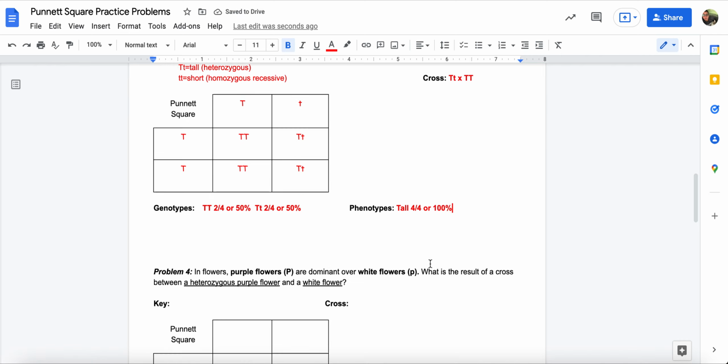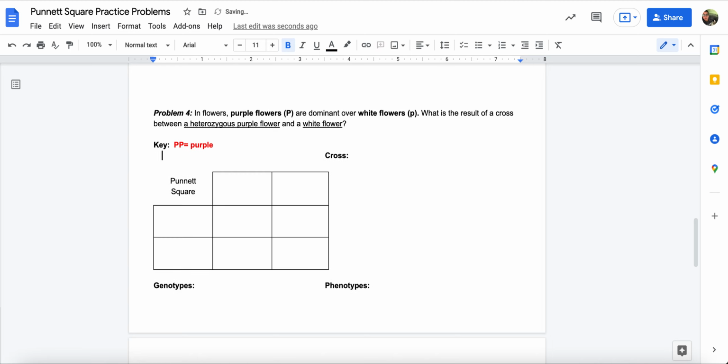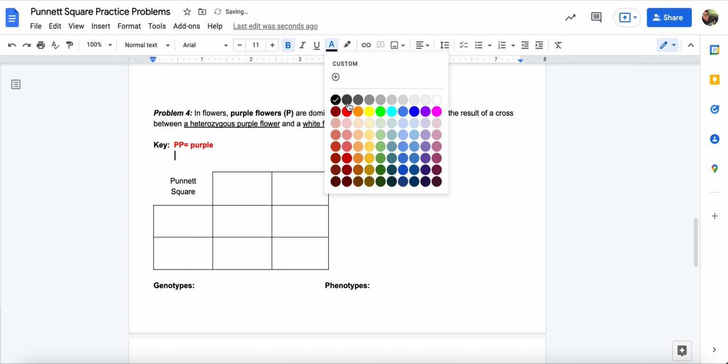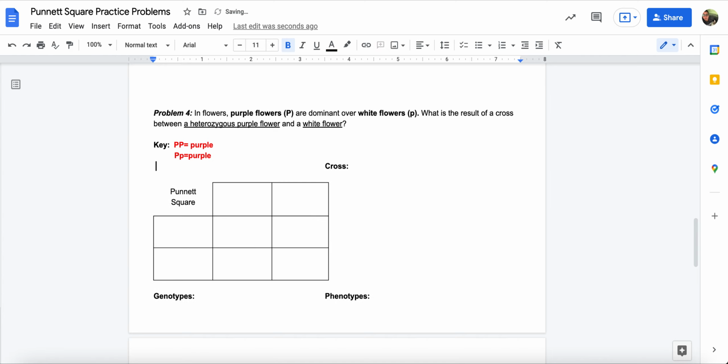Okay? And the last one, problem 4. Again, this is a new problem, so we can't use the same key. In flowers, purple flowers are dominant over white flowers. So if we do our key, we can have capital P, that would be purple. We can have capital P, lowercase p, that's still purple. And then we can have lowercase p, which would be our white.